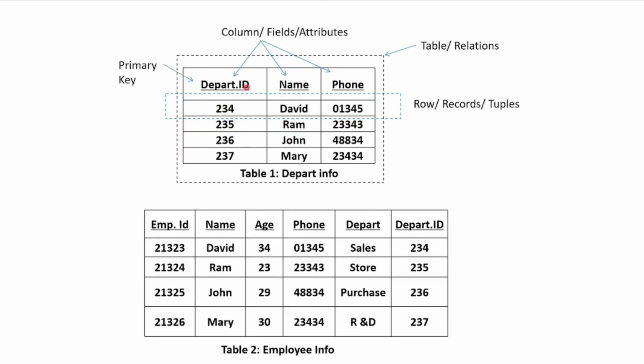And we can say the depart ID under table 1 is called the primary key. The same primary key, or the same column, can be the foreign key in another table. Here in table 2, the same column is represented as the foreign key. So this is a simple example of RDBMS.